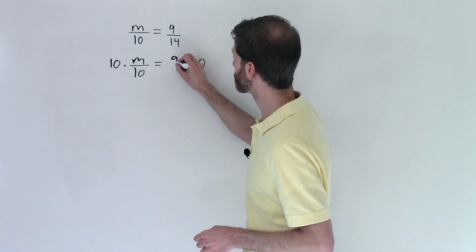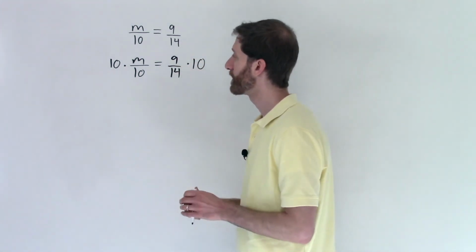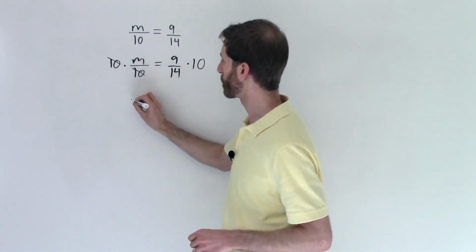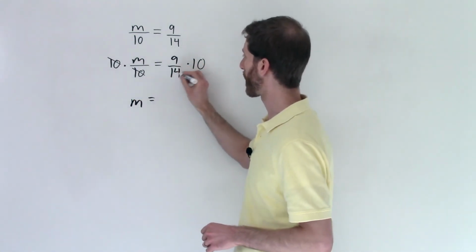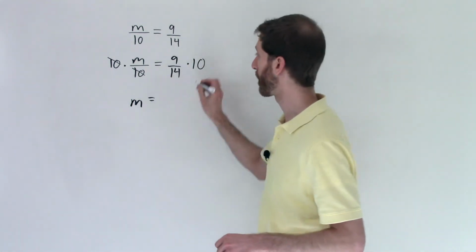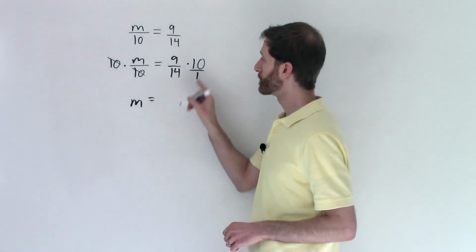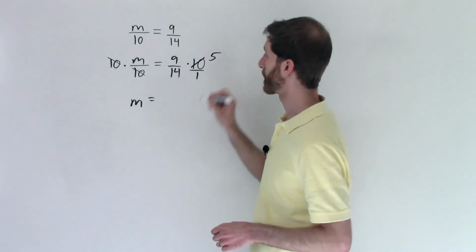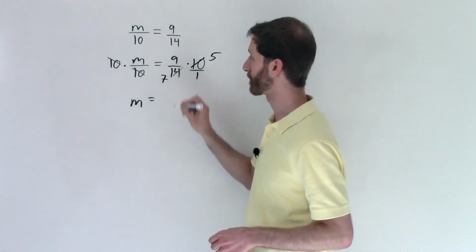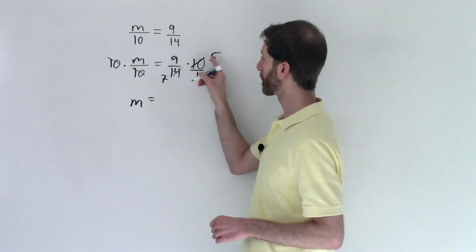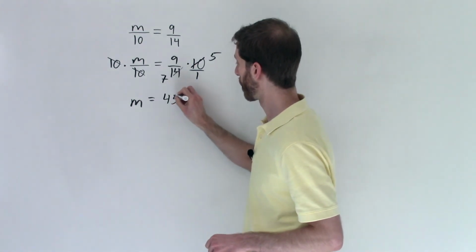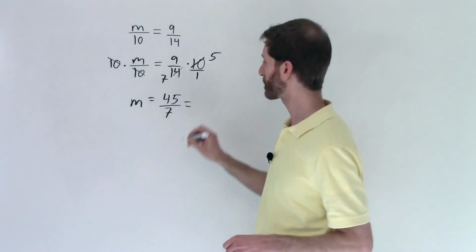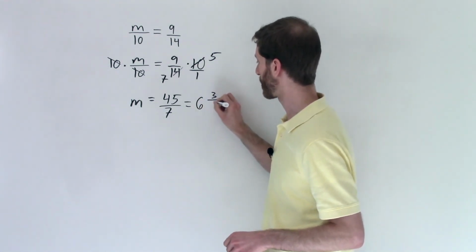So we're going to multiply both sides of the equation by 10. And yeah, there happens to be a fraction there, but we can deal. The 10s divide out, and you're left with m is equal to 9/14 times 10, which we'll simplify now. I'm going to put that over 1. 10 and 14 share a GCF of 2. So the 10 will become 5 when divided by 2. The 14 will become 7 when divided by 2. Now we multiply across and we get 45 over 7, which as a mixed number is going to be 6 and 3/7.